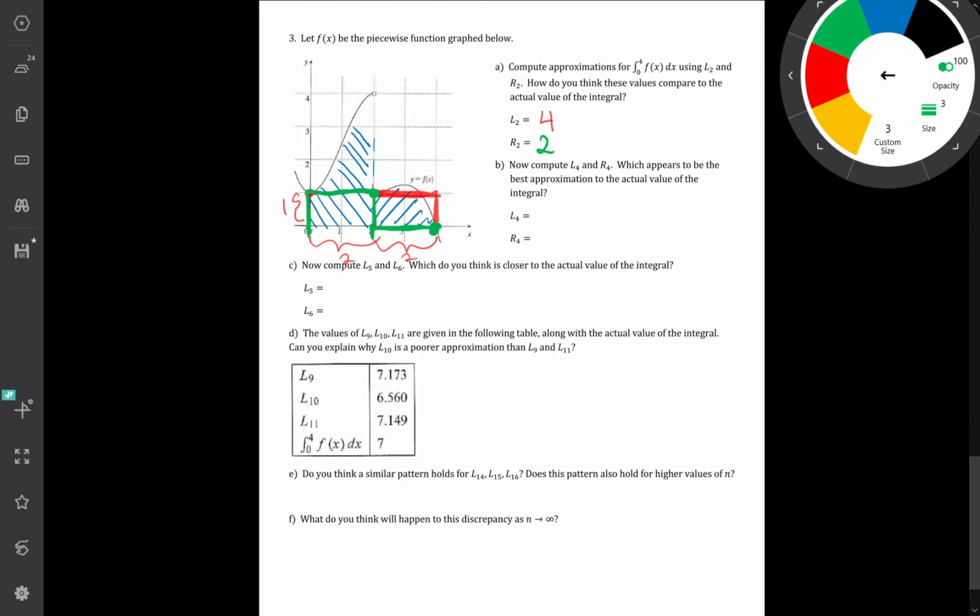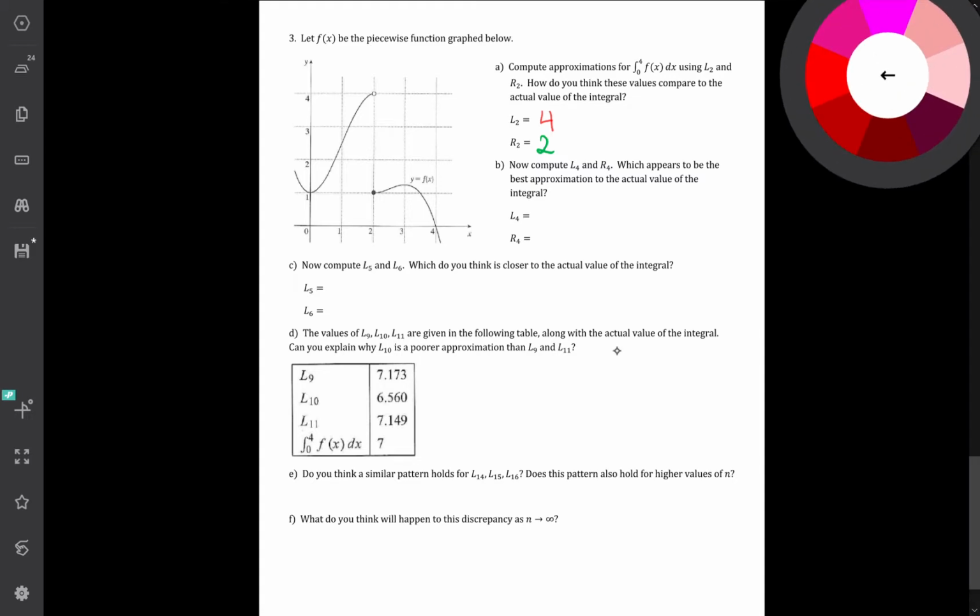These both seem like fairly awful approximations. I would say they're both underestimates. R sub 2 is an even bigger underestimate, but L sub 2 was also underestimating. We were missing all this jazz up here. So not great estimates, but estimates nonetheless. Okay, so let's go ahead and see what happens when we jump up to L sub 4, R sub 4. Let's go ahead and do L first.